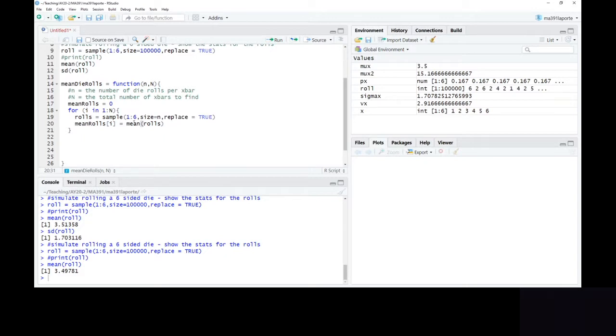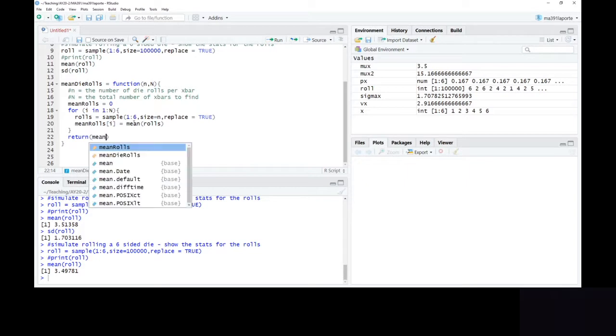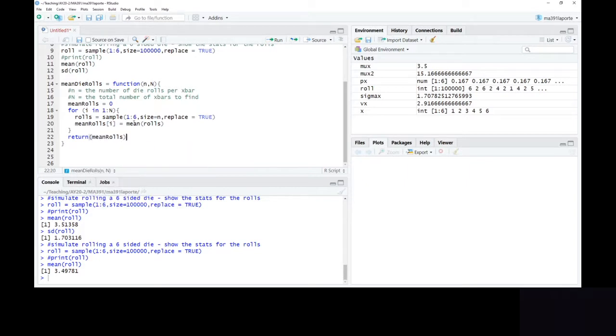Is there anything else that we need? I don't think so. Maybe, yeah. Okay, and we can just return this number. So what this is returning is a whole bunch of X bars. So mean rolls. All right, so take a second and just check this out and make sure that it makes sense.